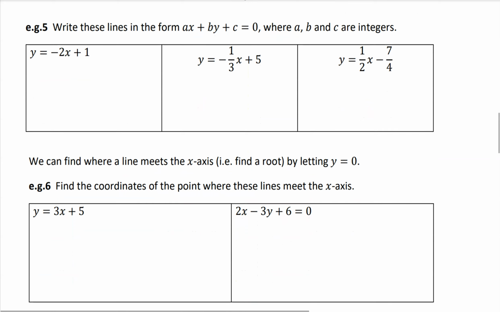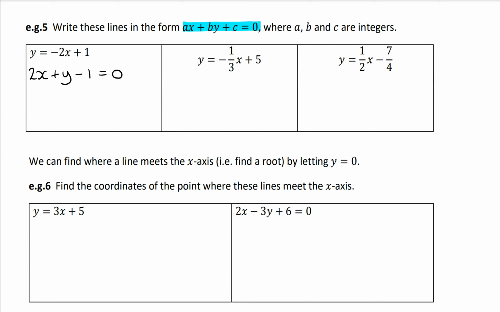In example 5, we're going to do the opposite now. Rather than write these in the form y equals mx plus c, we're going to write it in this form ax plus by plus c equals 0. Now the first example, all we're going to do is just add 2x to both sides, and take 1 away from both sides. Basically, we're going to get everything all onto one side so that we've got 0 on the other.